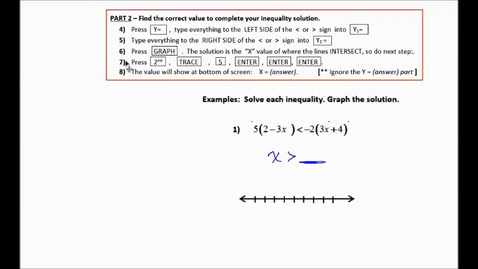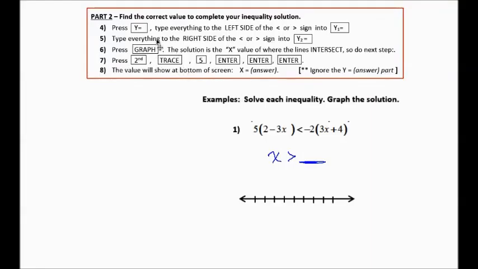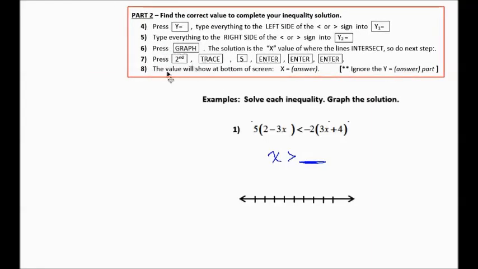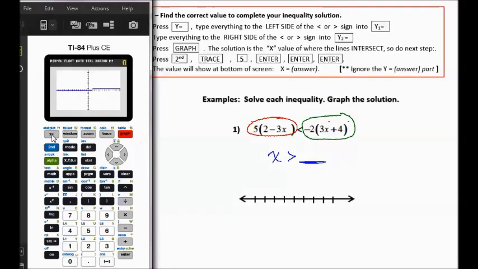we move on to part 2 of solving your inequality. It is very similar to what you did when you were solving equations. You're going to press y equals and type everything to the left side of the inequality into y1. So that means that we're going to be typing this part into y1, and then we're going to be typing this part into y2. So you go back to your calculator and you press y equals, clear whatever's there, and type in what you're supposed to type.